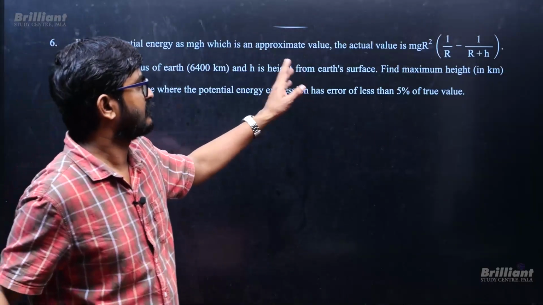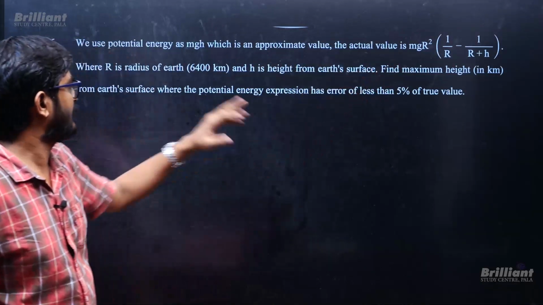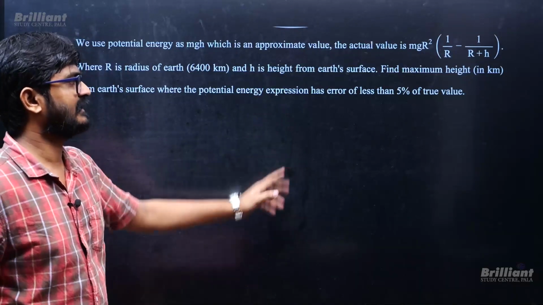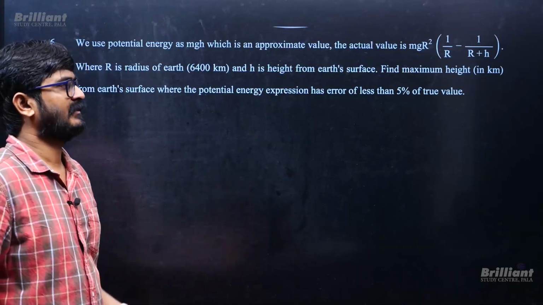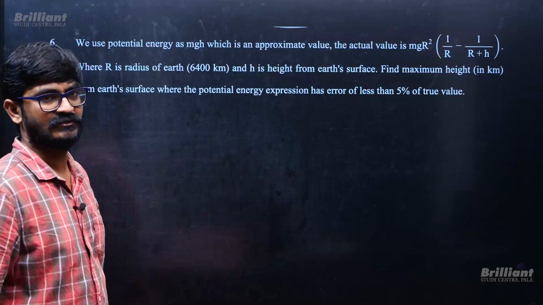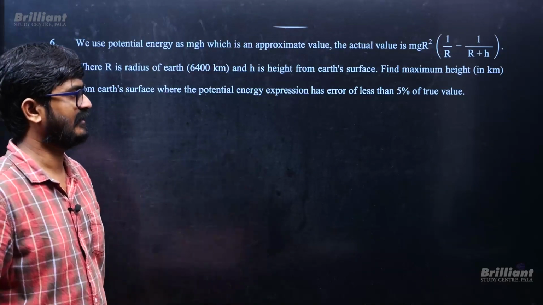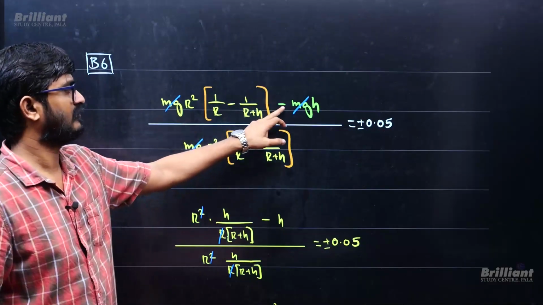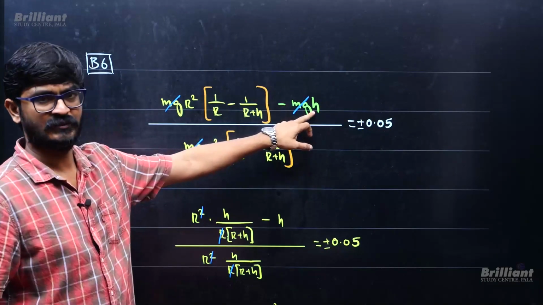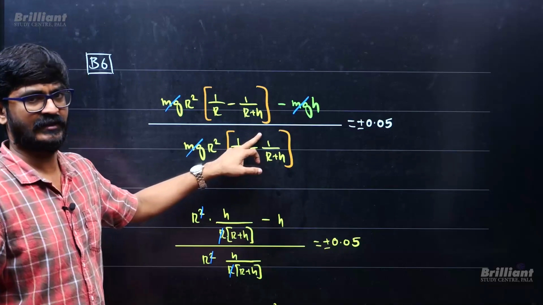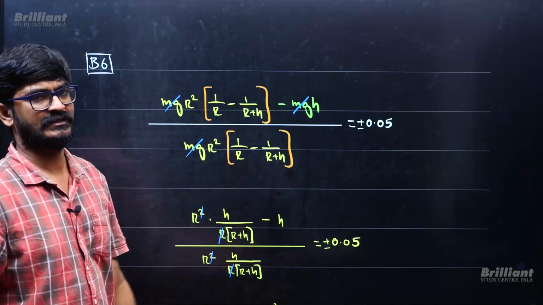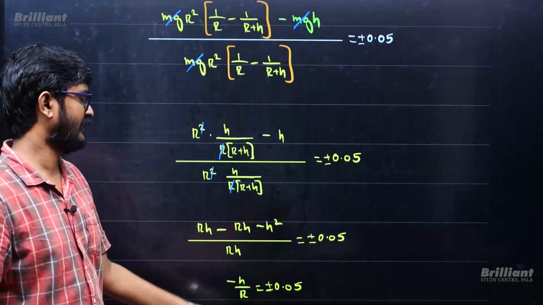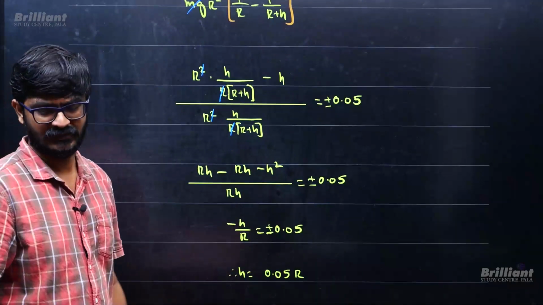So the actual potential energy change is going to be that thing, but generally we will be using mgh because g will be approximately constant. Now they were asking, what can be the maximum height so that the error is only 5%? So actual measured value minus whatever approximate value we take, divided by the actual measured value. When they are asking for this percentage to be maximum 5%, when you solve it, you will be getting h is 0.05 R.